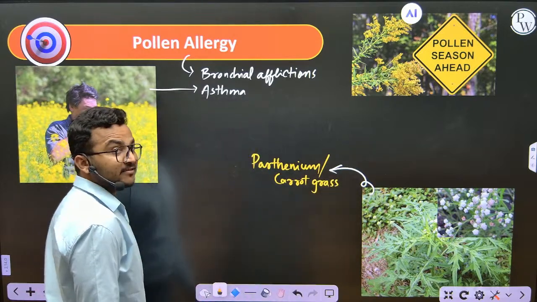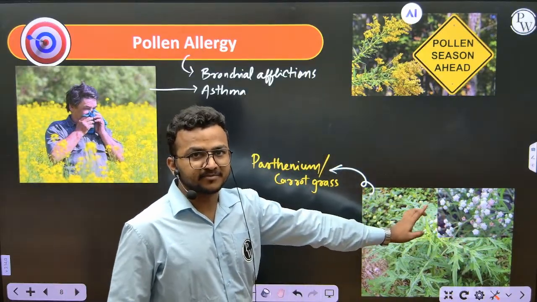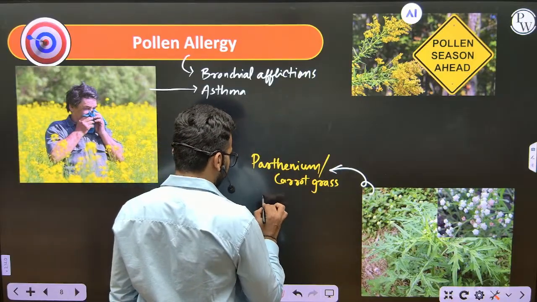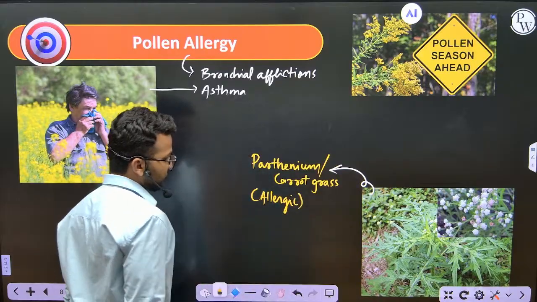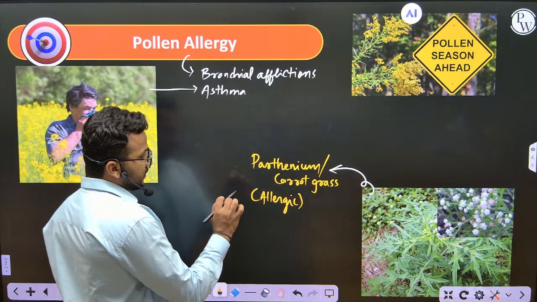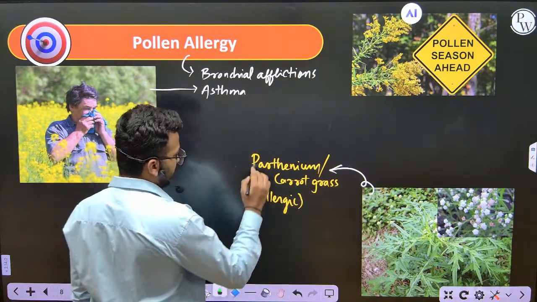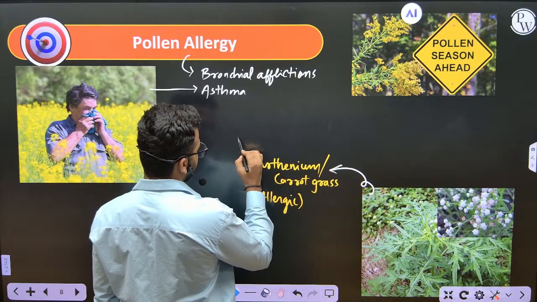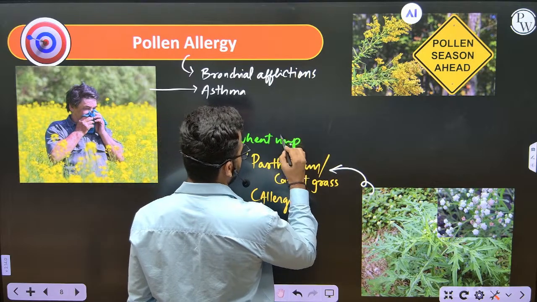It is also called carrot grass. Even these pollen grains are there, no? The pollen grains of this plant are allergic. So it is allergic, and it came to India along with the foreign imported wheat variety.